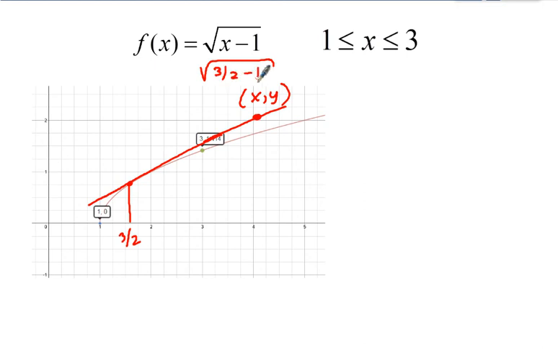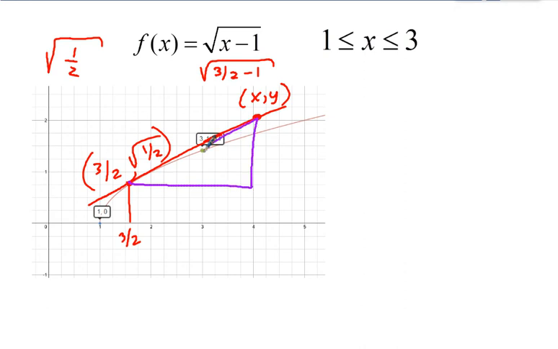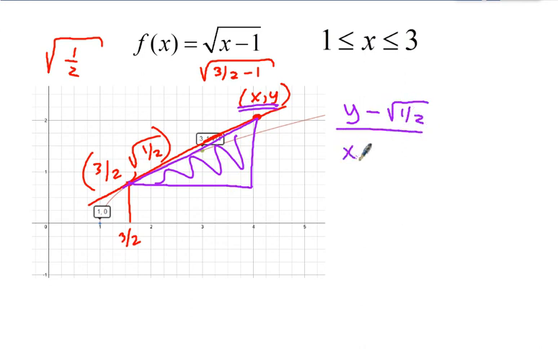3/2 minus 1 is 1/2, and the square root of 1/2 is what it is. It's the square root of a half. So this has x value 3/2 and y value square root 1/2. And so again, we can use the slope formula to find the equation of this line. Okay, so if (x, y) is on that line, then it should satisfy the slope equation, y minus y1 over x minus x1 equals the slope. And again, the slope is square root 2/2.